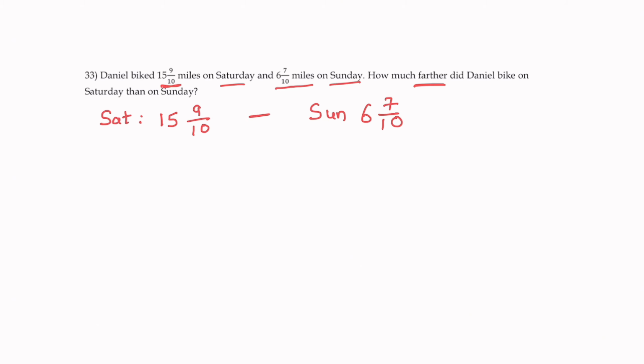So Saturday minus Sunday, which is 9 over 10 minus 7 over 10. Are you going to convert these mixed numbers to improper and then do the calculation? Well, that's a way. That is possible. But my numbers are telling me something else. Remember, numbers speak. You just need to hear them well. What is my number telling me? These denominators are same. So I can simply do 15 minus 6, which is equal to, how much is it? 9.